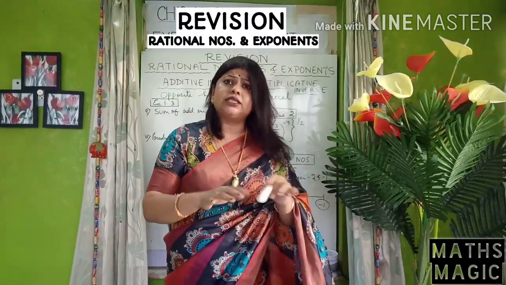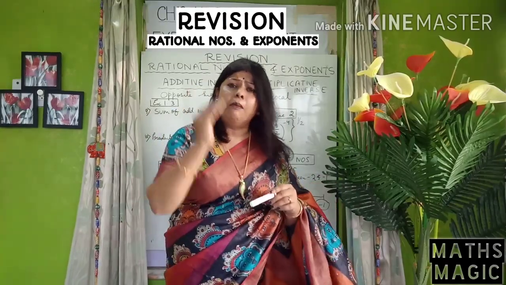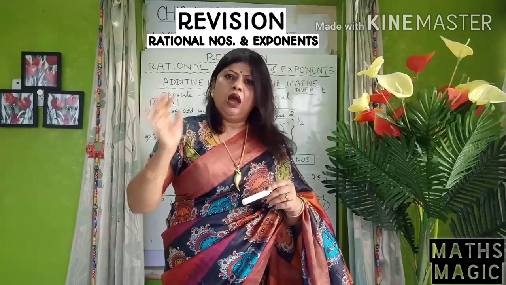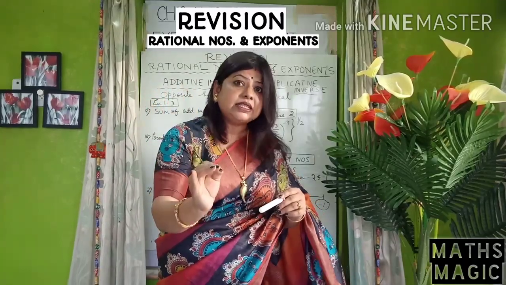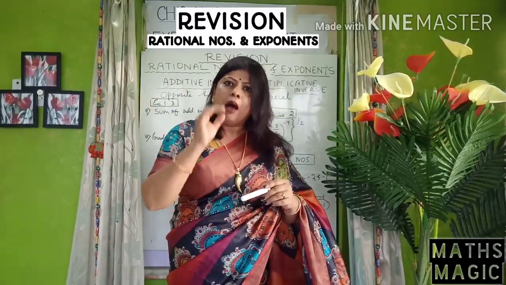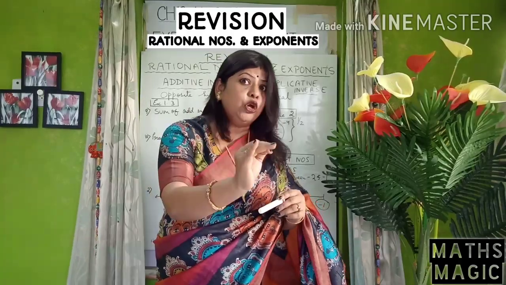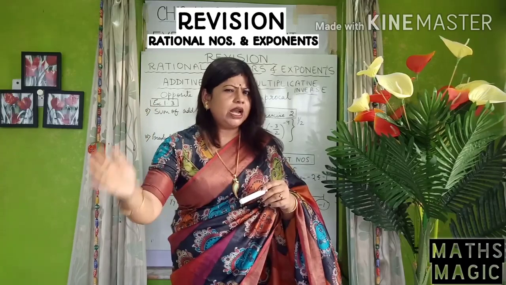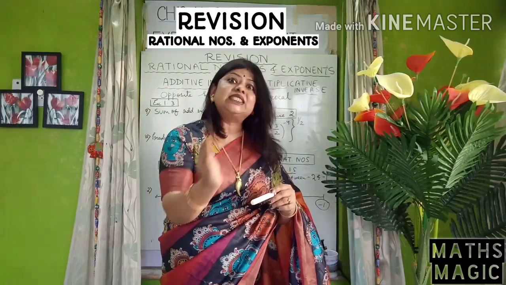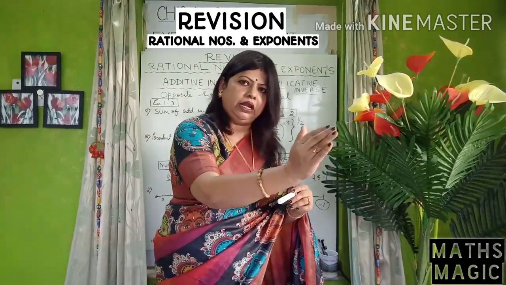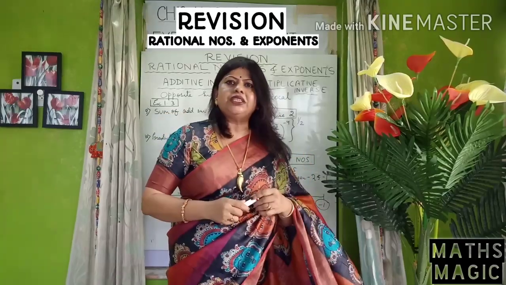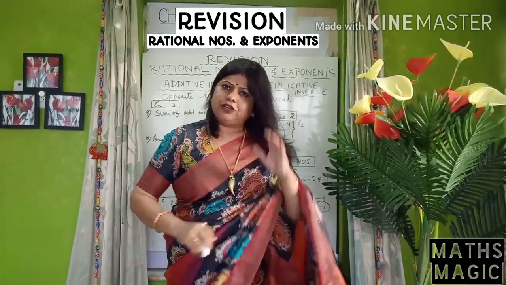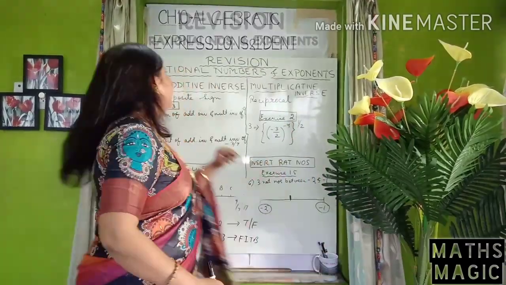Then children, what is multiplicative inverse? Multiplicative inverse is simply the reciprocal. Multiplicative inverse is the reciprocal. But students get confused with the multiplicative inverse. When it is a rational number, it is easy. But when it is exponents, you find it difficult. So I begin today's session with additive inverse and multiplicative inverse. Follow children? So let's begin.